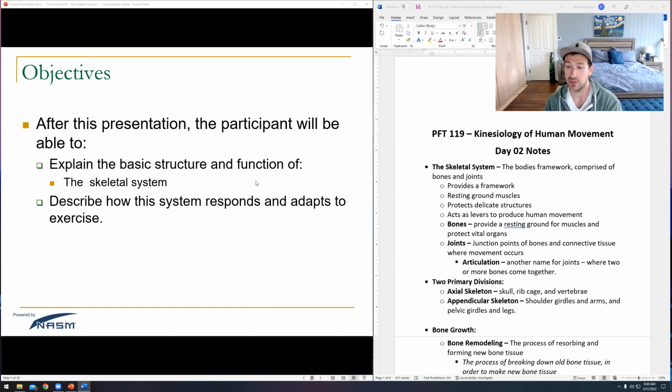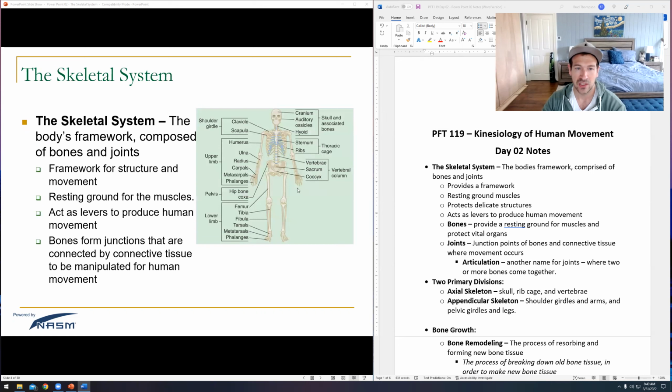After this presentation, we want you to be able to understand how the entire skeletal system works and then how it adapts in response to stress, because obviously as trainers we are going to be putting a lot of stress on our clients, and that's going to have a lot to do with how that system is going to adapt.